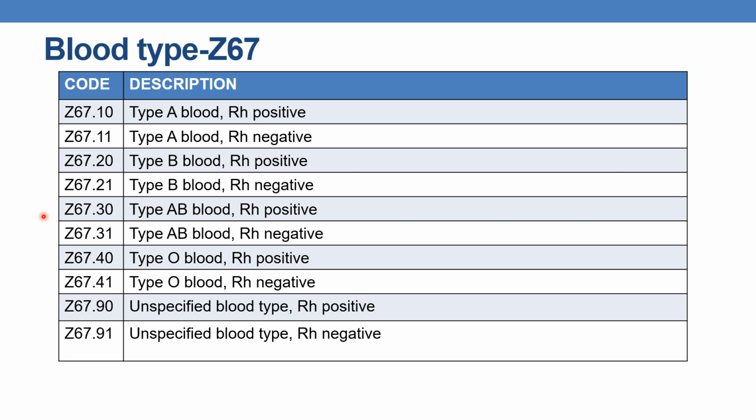Next is Z67.30, type AB blood, Rh positive, and Z67.31 deals with type AB blood, Rh negative. The next is Z67.40, type O blood, Rh positive, and Z67.41, type O blood, Rh negative. And finally, Z67.90, unspecified blood type, Rh positive, and Z67.91 deals with unspecified blood type, Rh negative.